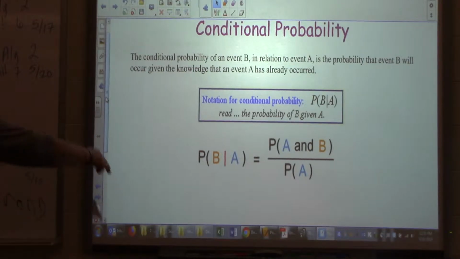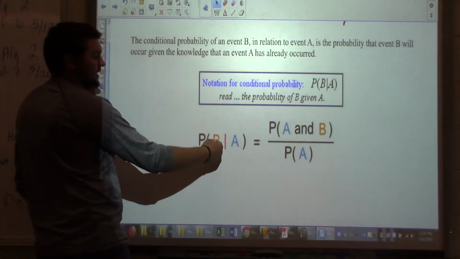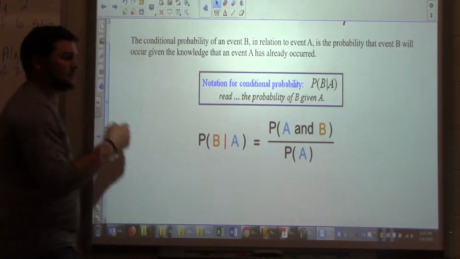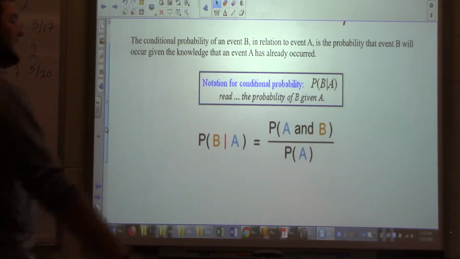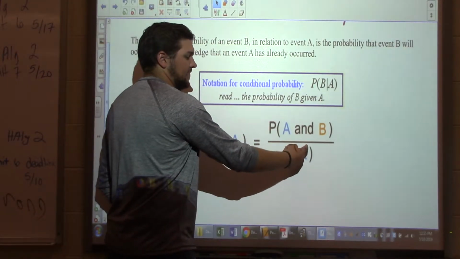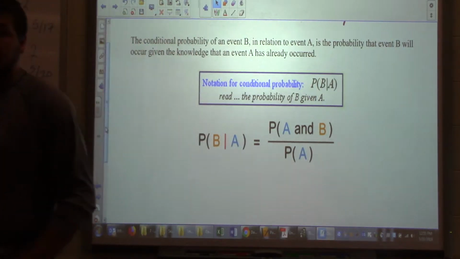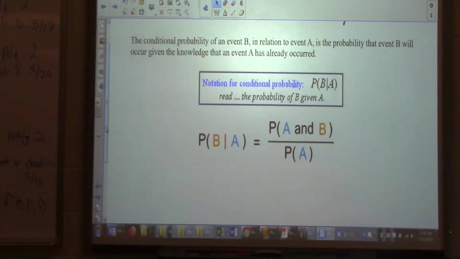How this is read is the probability of B given A. So the probability of event B happening given we already know event A happened. Now how we're going to find that is we're going to take the probability of both A and B happening and divide it by the probability of A happening. And that'll give us our conditional probability.